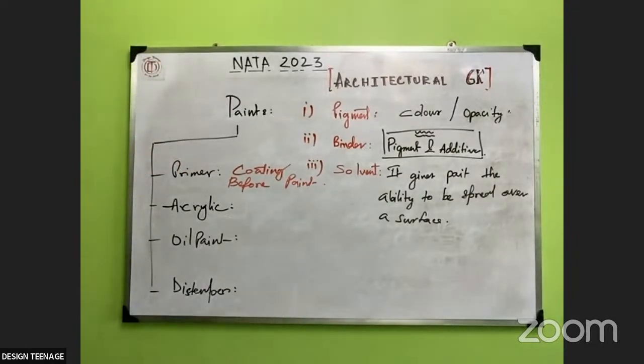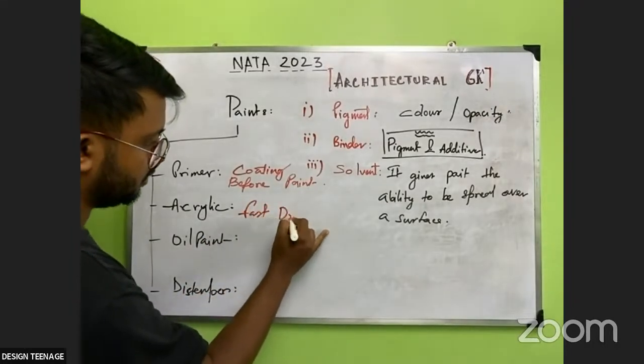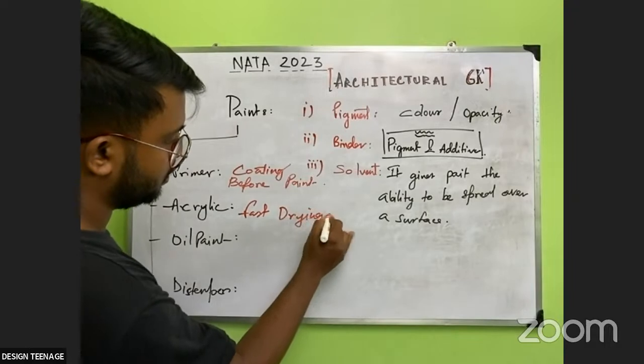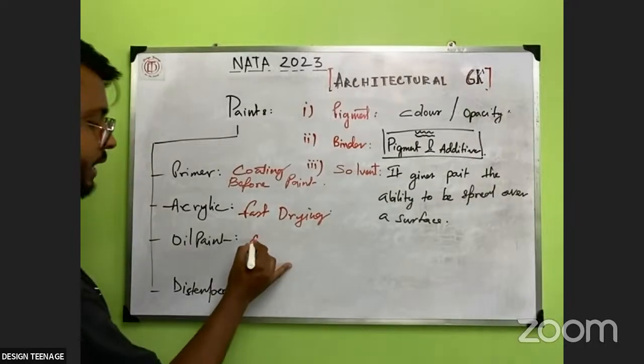What is an acrylic paint? Fast drying paint. Fast drying. Next, what is an oil paint? Slow drying paint that consists of particles of pigment suspended in drying oil. Slow drying.